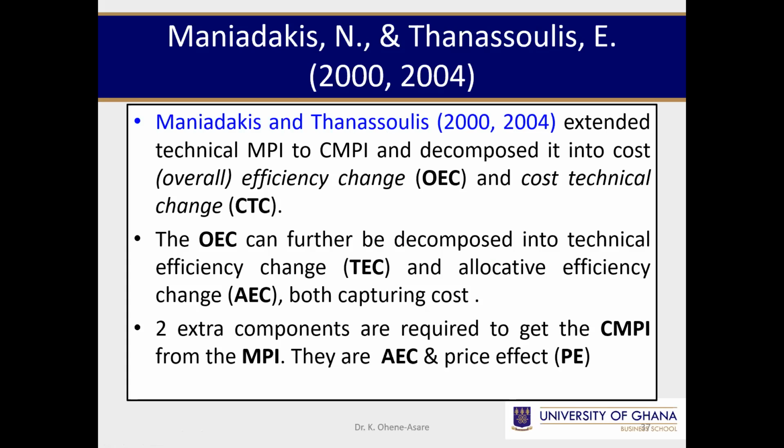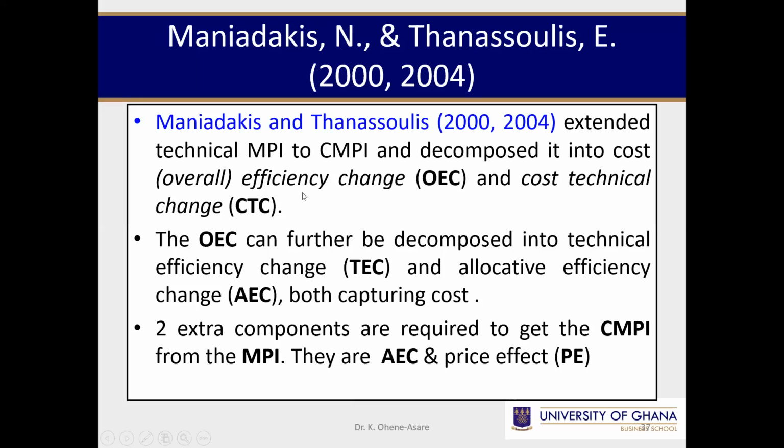And you are going to see that the reason this extension is needed is because there may be some allocative efficiency element, and we need to know the true source of productivity. In the process of capturing the true source of productivity, we need that. So it's very important to decompose it and get to know the sources.